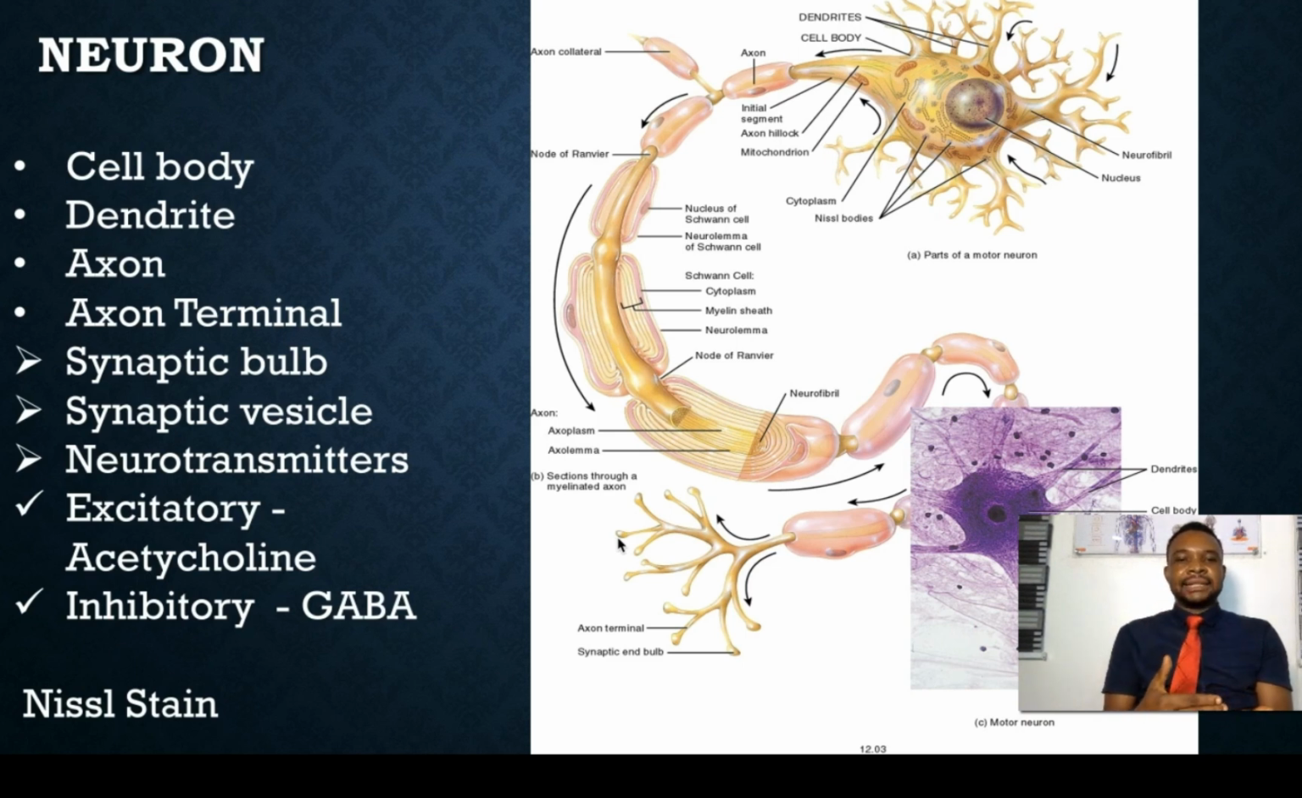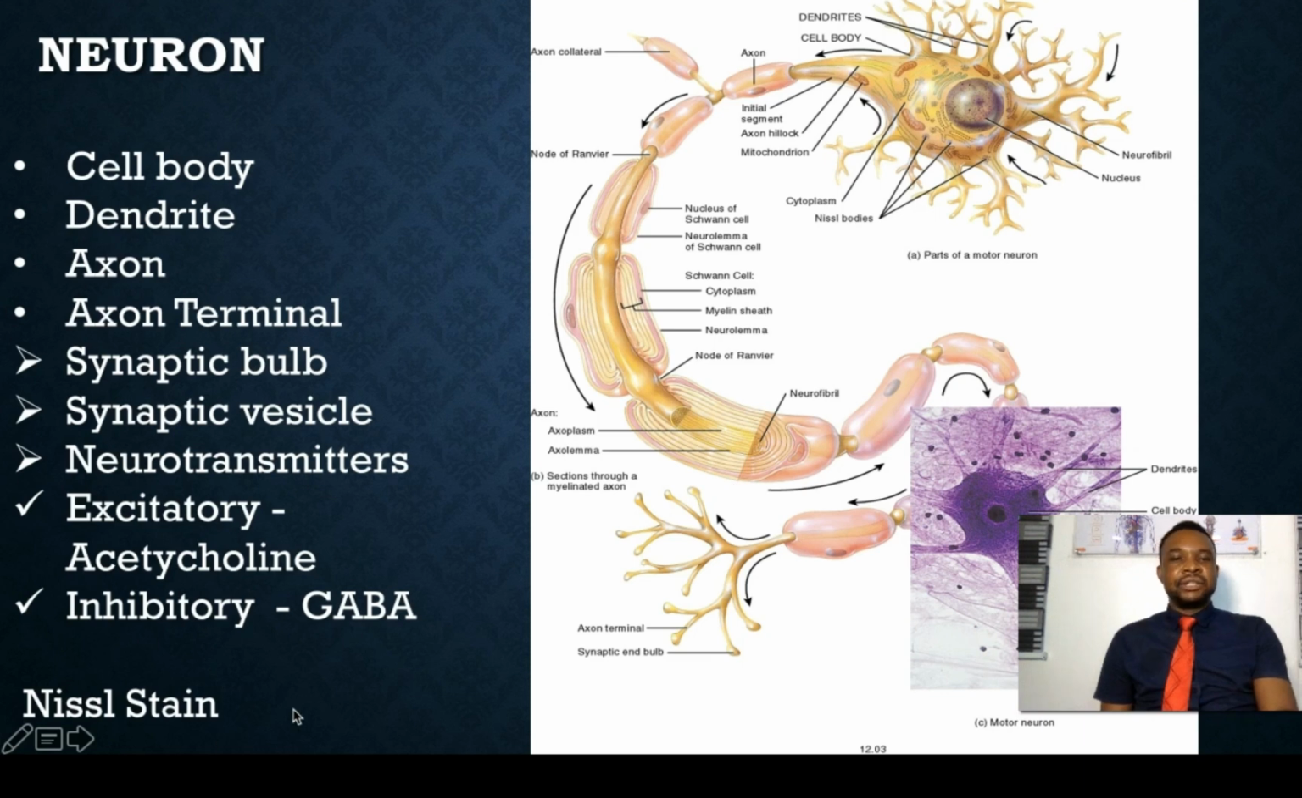Now, these neurotransmitters ensure that there is transmission of impulses from one neuron to another. And these neurotransmitters can be classified into two: excitatory neurotransmitters, the ones that ensure continuous stimulation or transmission of impulses, an example of which is acetylcholine. Then we have the second type, inhibitory neurotransmitters, known as GABA, gamma aminobutyric acid.